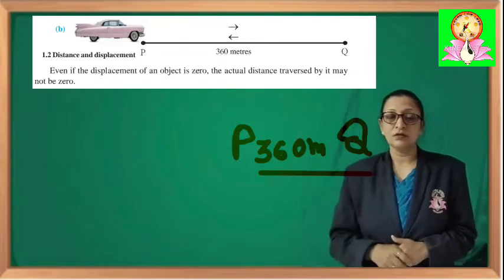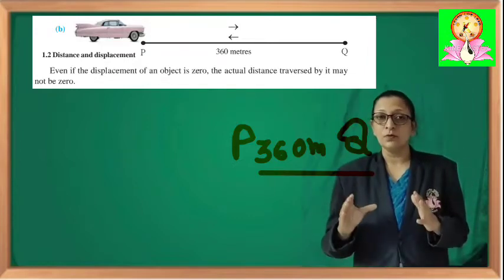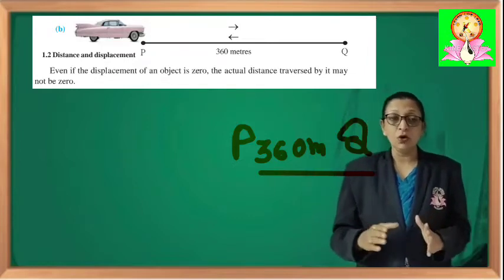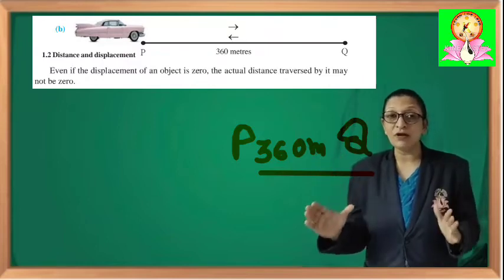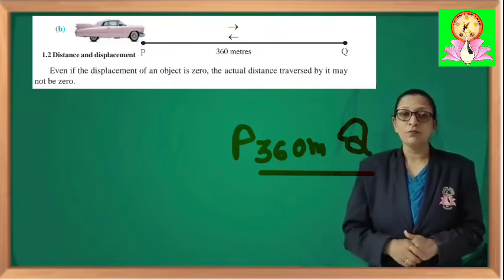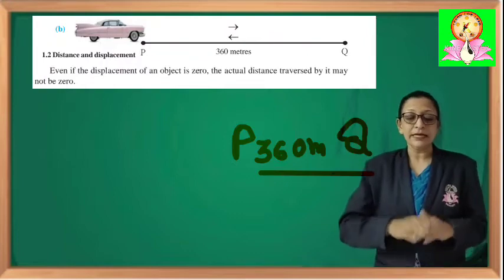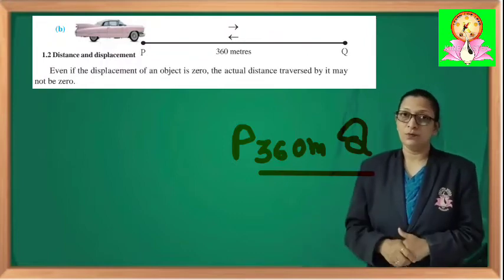So dear students, from this whole discussion we understand this: even though the displacement of an object is 0, the distance travelled by it will not be 0.